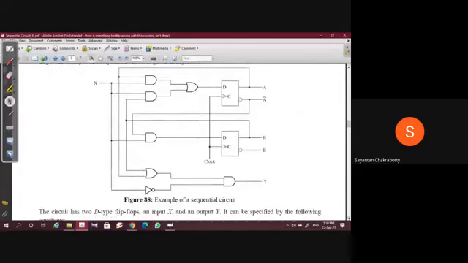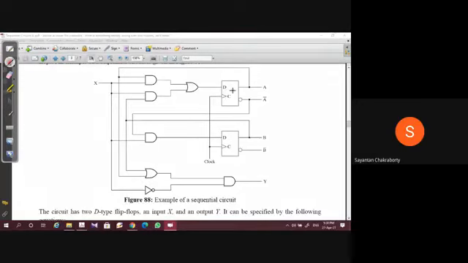So this is an example of a sequential circuit, where X is the input and Y is the output. We have used two D flip-flops. This is D flip-flop A, and this is D flip-flop B, so the outputs are marked as A and A bar, and B and B bar. Let us see how these AND gates and these OR gates are used.